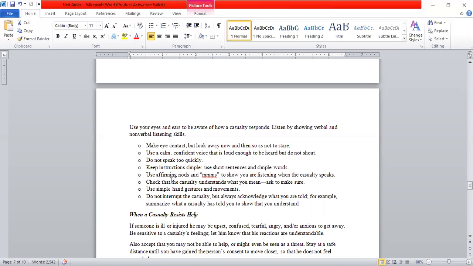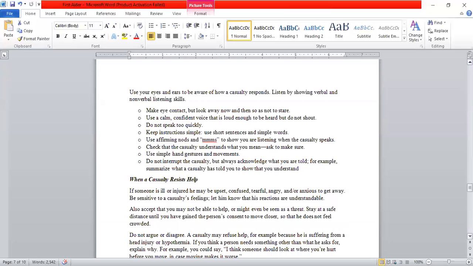Another way of listening is do not speak too loudly. Keep the instructions simple, or use short sentences and simple words that can be understood. Then use simple hand gestures and movements. All these help you to communicate with the casualty. Do not interrupt the casualty, but always acknowledge what you are told. For example, summarize what the casualty has told you to show that you understand, like when the casualty is trying to explain what is happening or what happened.